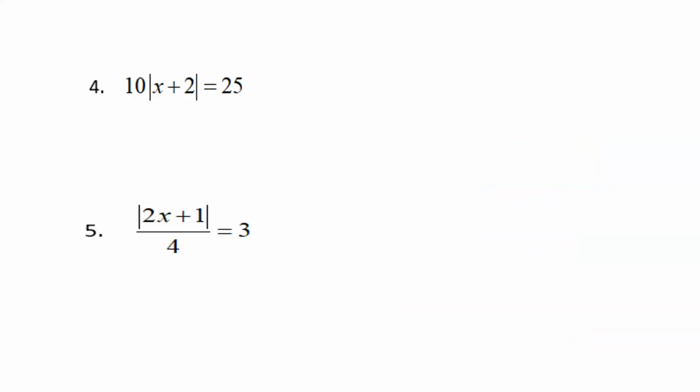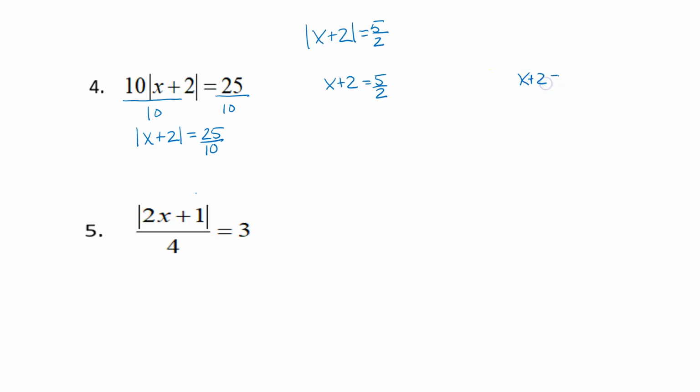All right, number 4. So here we're going to isolate our absolute value bars. I'm going to divide each side by 10. We're a little fractiony here. I have the absolute value of x plus 2 equals 25 tenths. Let's reduce that to lowest terms. The absolute value of x plus 2 equals 5/2. Okay, so now we're going to solve it twice. We're going to solve it once for 5/2, and then once for -5/2.